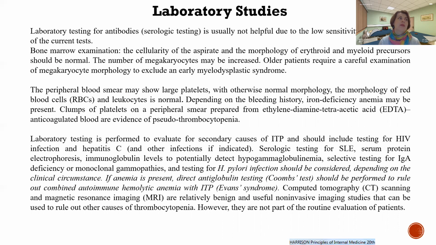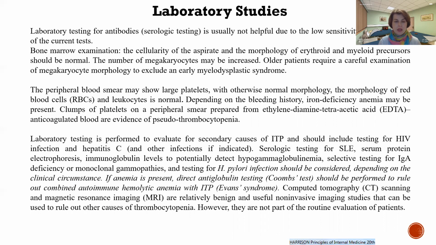For example, it can be influenza virus or hepatitis B viruses. Serologic testing for lupus erythematosus, serum protein electrophoresis, and immunoglobulin level to potentially detect hypogammaglobulinemia, selective testing for immunoglobulin A deficiency and monoclonal gammopathies, and testing for Helicobacter pylori infection should be considered depending on the clinical circumstance. And it's the point where the anamnesis taking can help you to find the right serological testing.